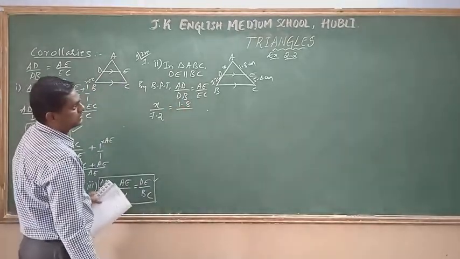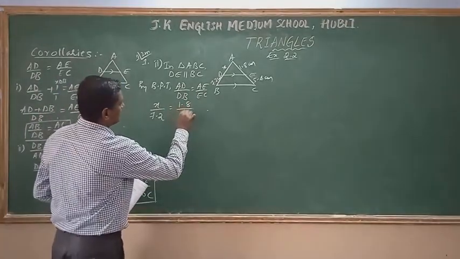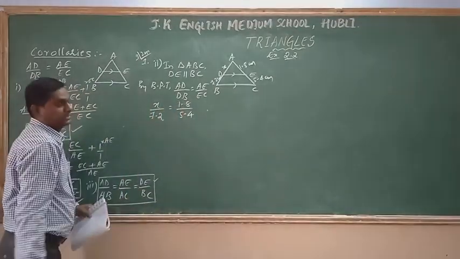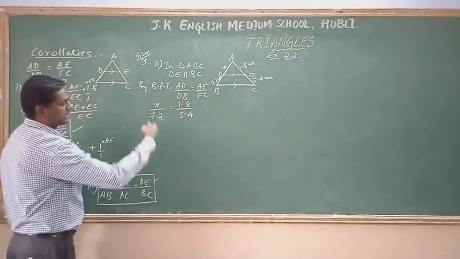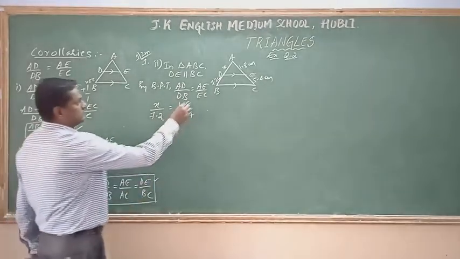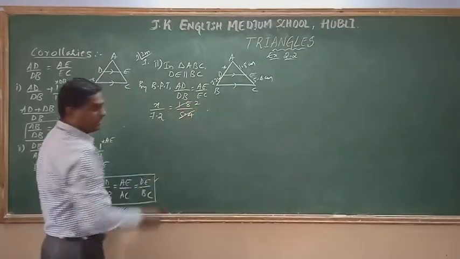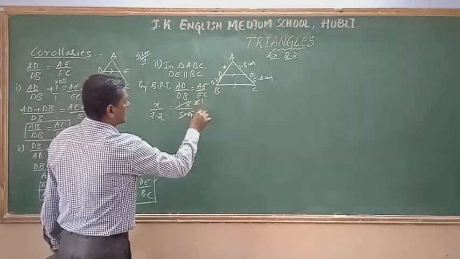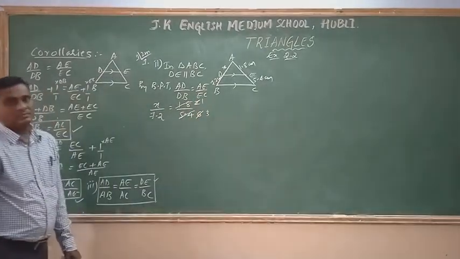1.8 and the value of EC is 5.4. In both the numbers, the decimal point is after one place, so you can just skip the decimal point. Let me cancel it. I'll cancel by 9. So 9 twos are 18 and 9 sixes are 54. 2 one time and 2 three times.